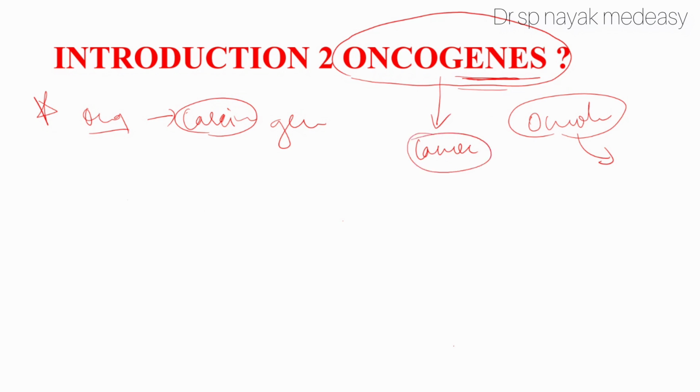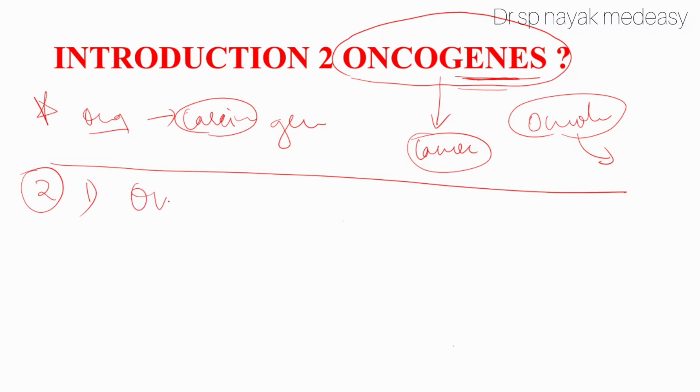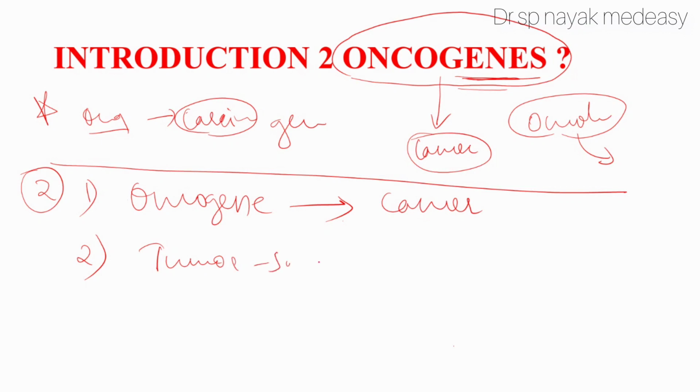Listen carefully, everyone: we have two types of genes in our body, already inbuilt genes. The first one is the oncogene, the gene which has the probability to cause cancer. And the second one is the tumor suppressor gene. See, the oncogene causes cancer and the tumor suppressor gene tries to stop cancer.